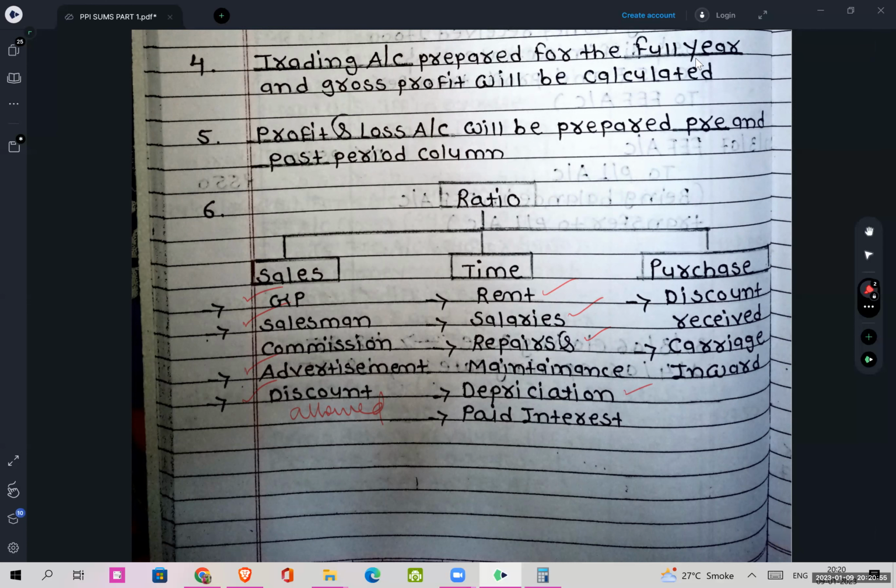Then purchase ratio was, I had not discussed about this. Now, when you make the P&L account, you will also have the credit side of P&L. So discount received will be distributed in purchase ratio. Carriage inward will also be identified in purchase ratio.